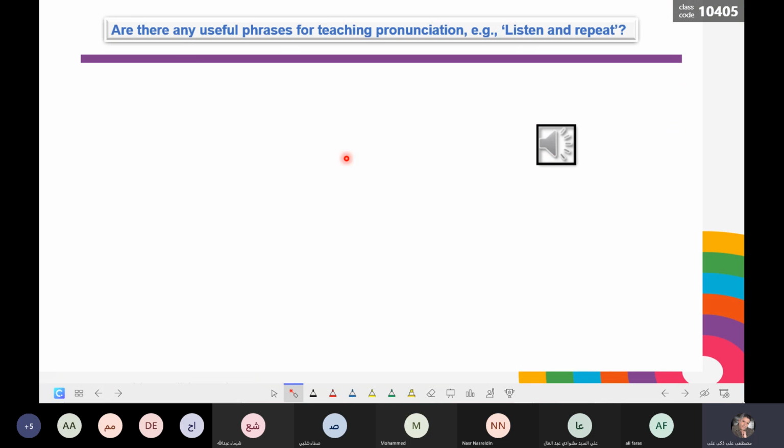Okay, let's go to this slide. The title here is: are there any useful phrases for teaching pronunciation? For example, listen and repeat. What exercises could be applied in teaching pronunciation? I can ask my students to listen to me or to a video or audio and then repeat after the speaker. Is that right? Do we have any other types of exercises that help teach pronunciation?